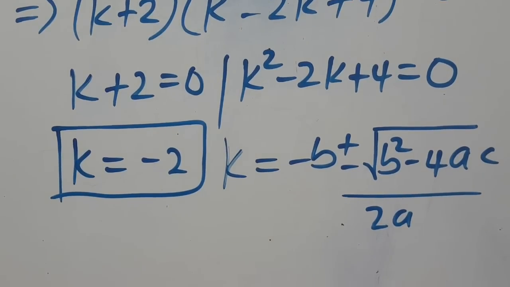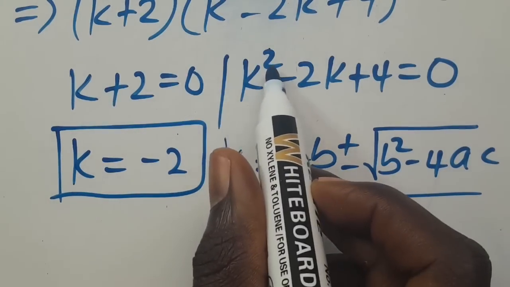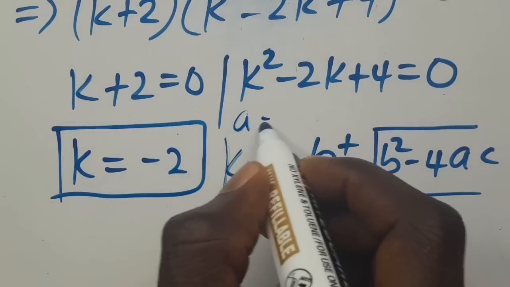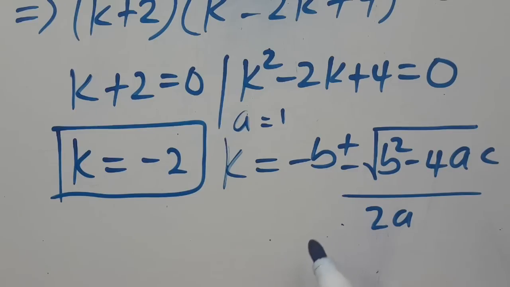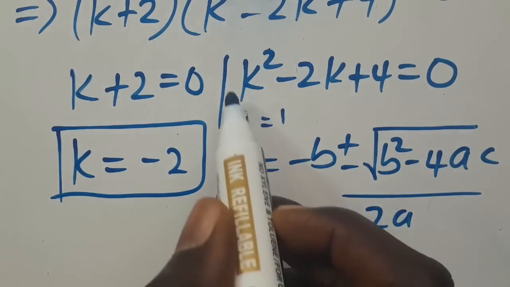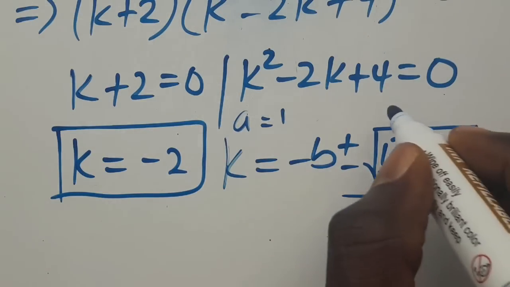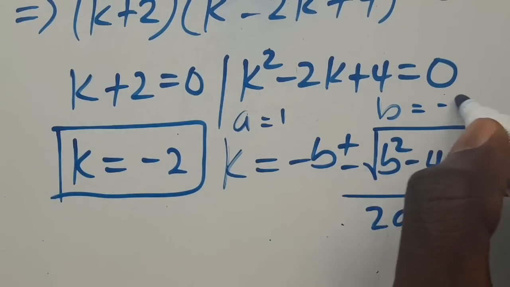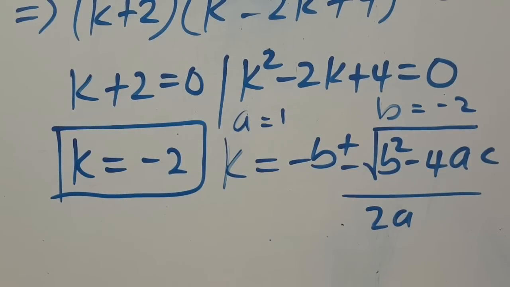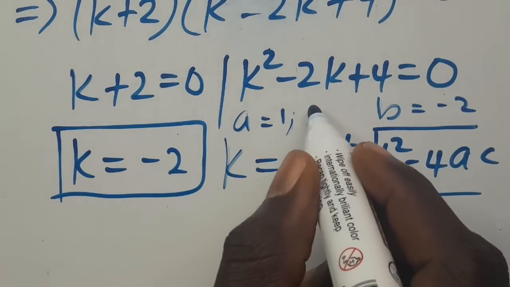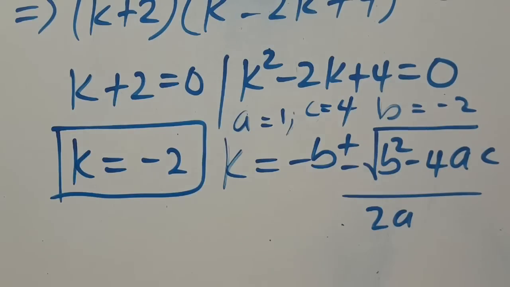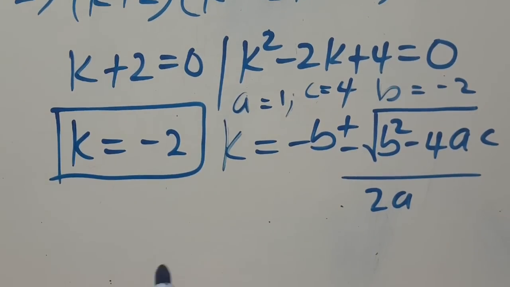Then, from here, our a equals the coefficient of k squared, which is 1. Our b will be the coefficient of k, which is minus 2. Then our c equals 4, this constant.